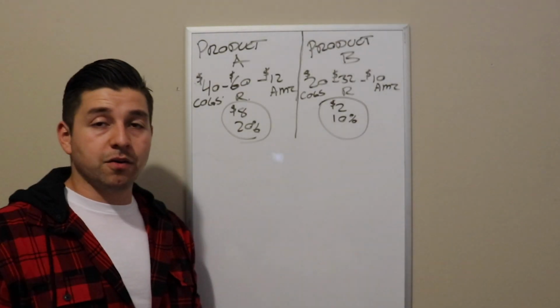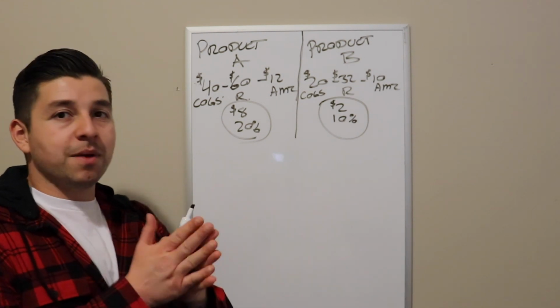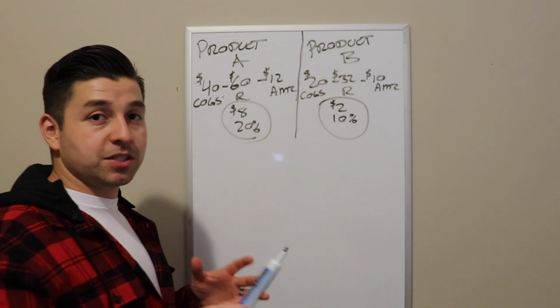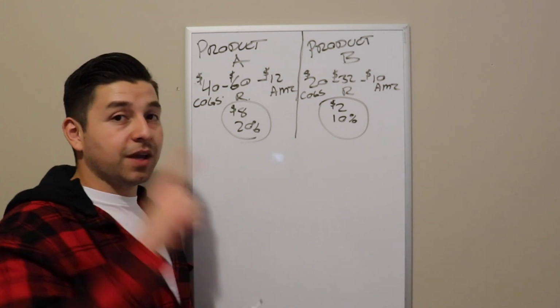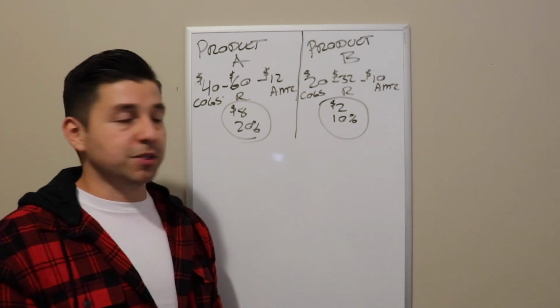Okay, so this is the scenario. We have two products to choose from. We've done all our product research, and we only have money to invest in one. And to keep it very, very simple, both of these products, we only have one unit. We have one unit to sell. Okay, so we're gonna try to keep it as simple as possible.